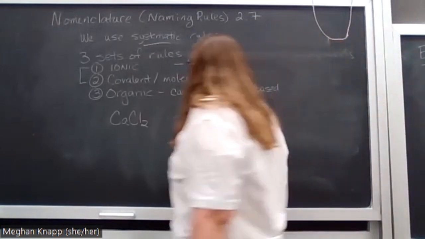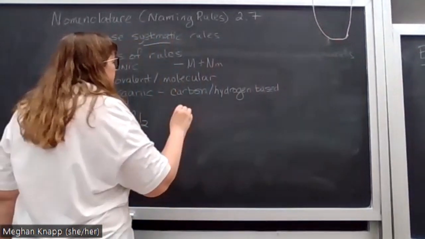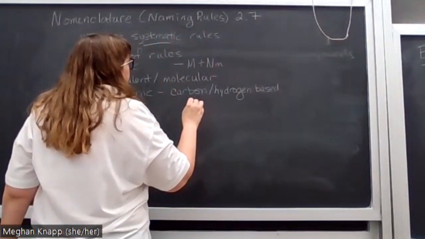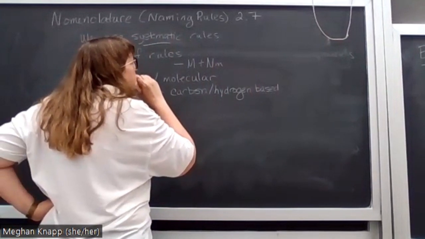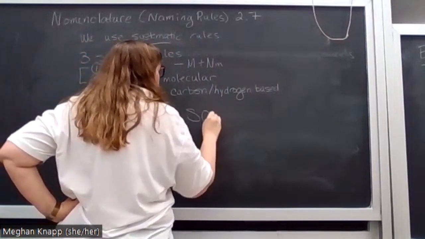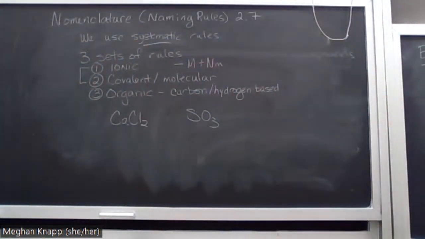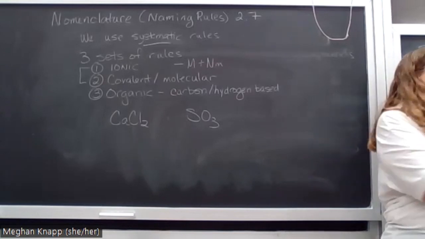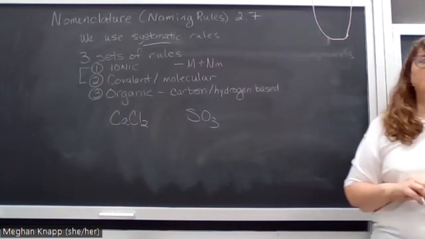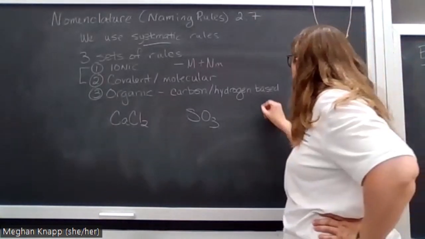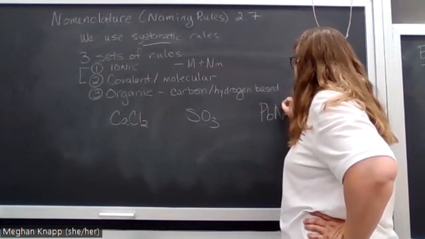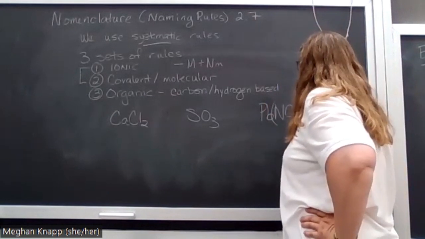All right. So what if I have, let's say, this? That would be covalent. That's going to be covalent. It doesn't have a metal, but it also doesn't have carbon. So I'm going to use my covalent rules. Okay. What about this?